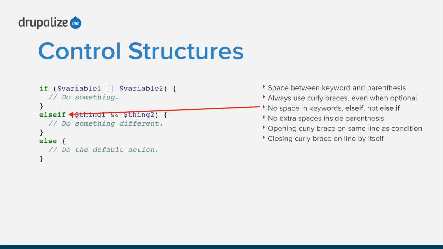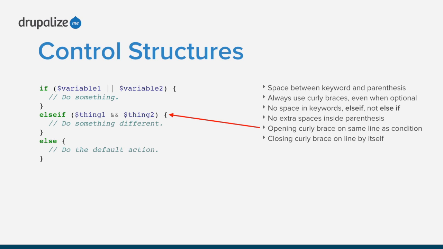We don't use spaces inside of keywords. This is primarily for the elseif keyword, but instead of saying else space if, we always leave that space out. We leave out any extra space on the inside of parentheses. A lot of times you'll see people write PHP code where it would be opening parenthesis and then a blank white space and then an expression and then a blank white space and the closing parenthesis. In Drupal, we leave those out. Of course, we have the spaces around the operator here, though.